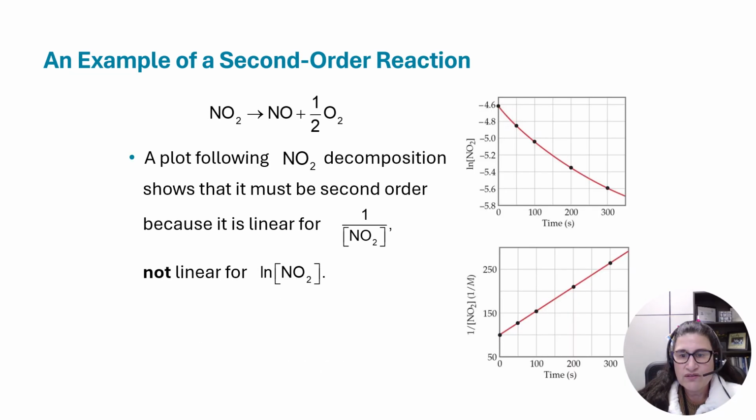Okay, so if this is second order, notice if it was first order, I would do ln of concentration versus time. That's not a straight line. But if I do 1 over concentration versus time, then I get a straight line. So that's telling me that this is second order, because I get a straight line when I plot 1 over the concentration versus time.